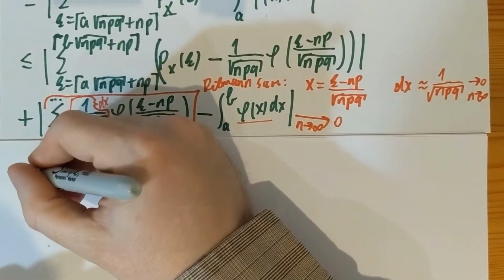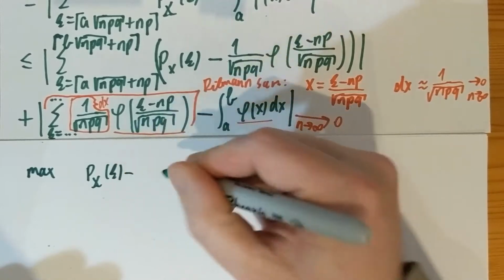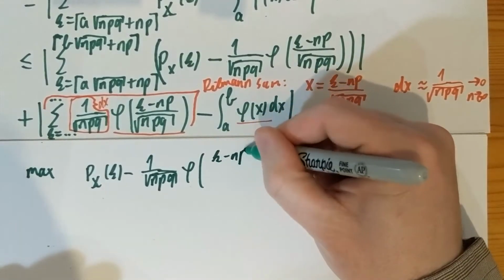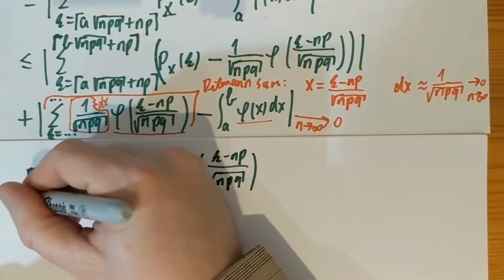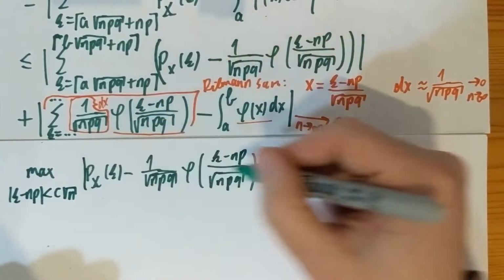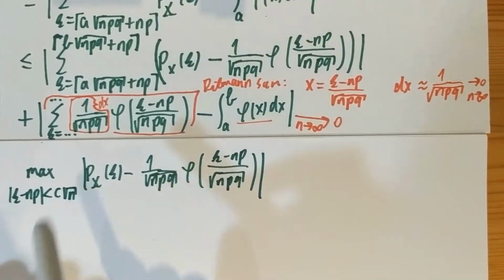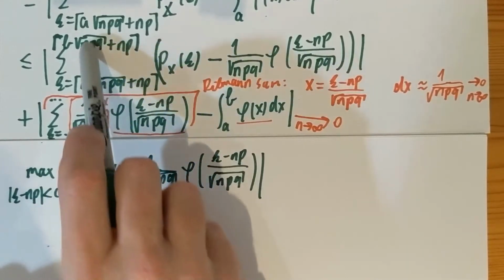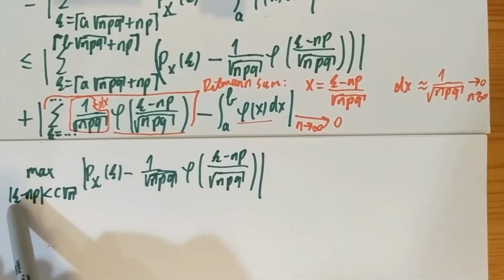I'm going to look at the maximum of p of x_k minus 1 over square root npq and phi of (k minus np) over root npq. And the maximum will run for |k minus np| smaller than some constant times root n. So why am I doing this? Because this difference is exactly what we see there. And notice that k is np plus something in the order of root n, or minus, I mean, it's around np plus or minus something in the order of root n. Okay? So that's why I'm going to do this maximum here.